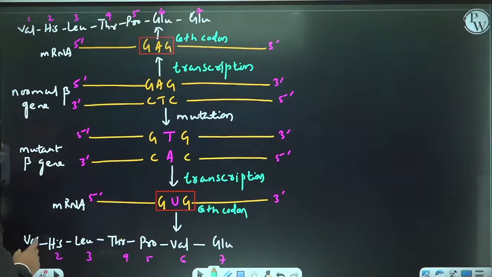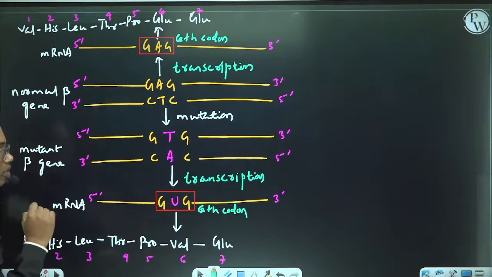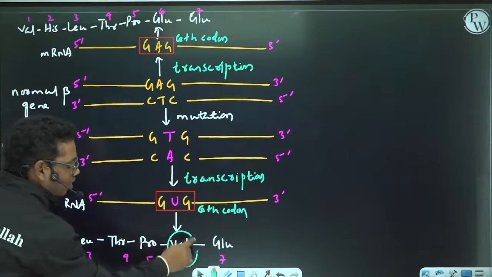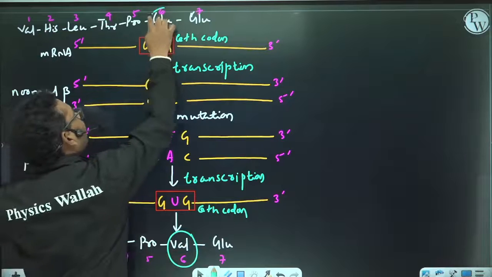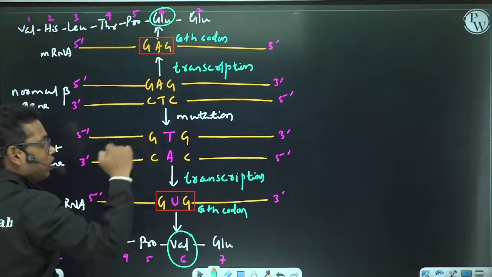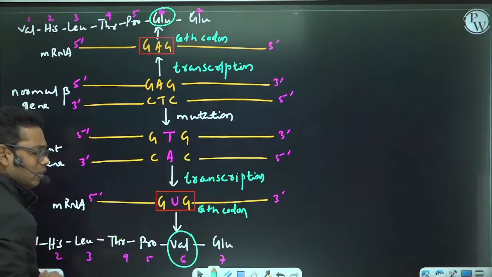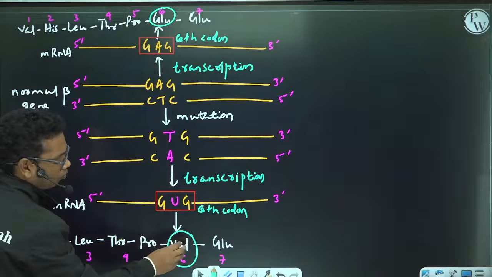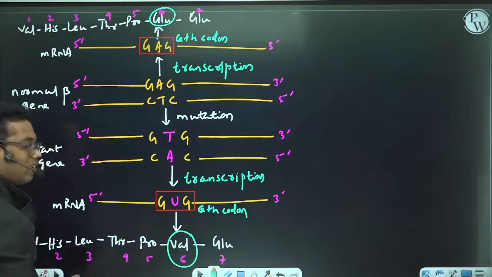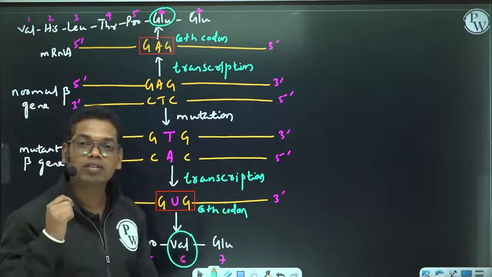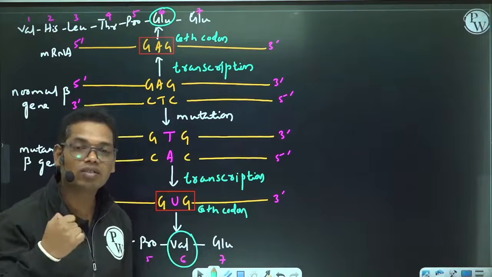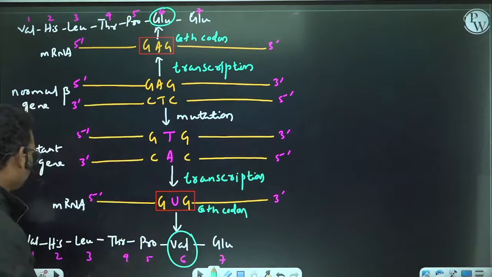So you can see valine is the first amino acid, histidine is the second amino acid, leucine, threonine, proline, valine, glutamate. Okay, here also the same sequence is present except at the 6th position. In this case the 6th position is valine, in this case the 6th position is glutamate. That means in the normal beta chain, glutamate or glutamic acid is present at the 6th position. In sickle cell hemoglobin beta chain, valine is present. That means in sickle cell hemoglobin, valine substitutes the glutamate at the 6th codon, at the 6th position.